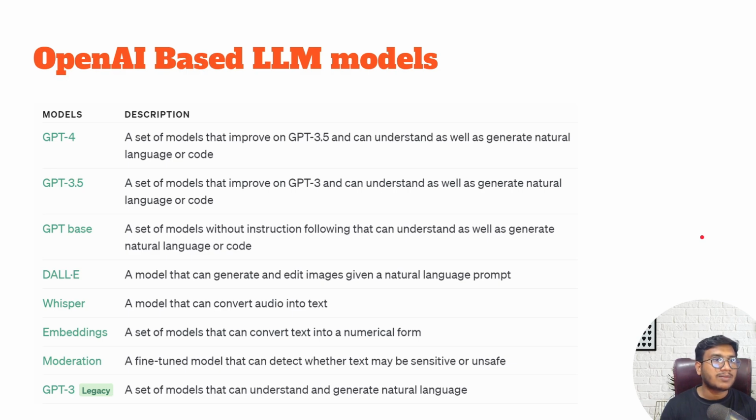Now let's see some OpenAI-based large language models, because going forward we'll be using the OpenAI platform. We'll be generating an OpenAI key and implementing different projects. Inside OpenAI we have different models like GPT-4, then GPT-3.5, DALL-E, Whisper, the embeddings model, even the moderation model, and GPT-3 legacy models. So these are the models available on the OpenAI platform.